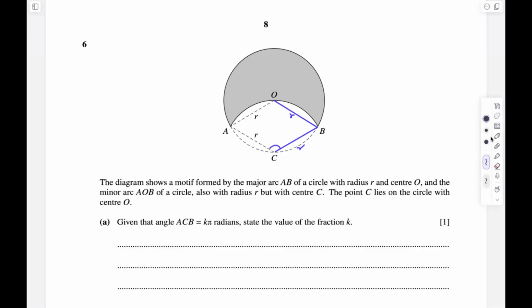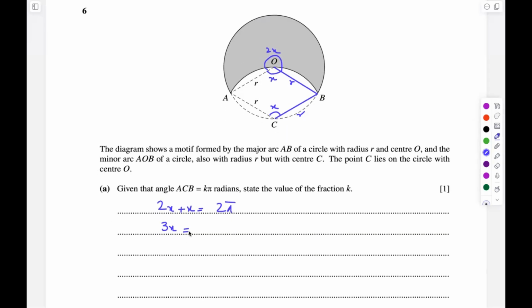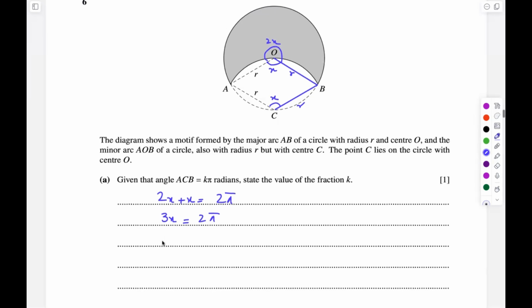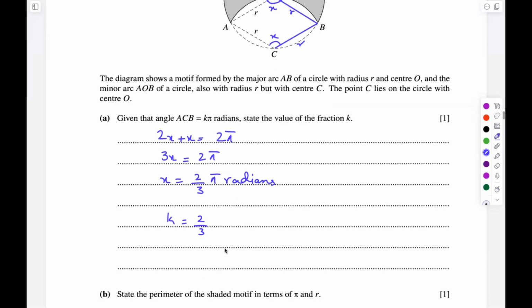we know that this angle will be twice this angle. So if this angle is x, this angle will also be x, and this will be twice x. So we can write 2x plus x is equal to 2 pi radians, which is equal to 360. So 3x is equal to 2 pi, and the value of x will be 2 upon 3 pi radians. So we can write that the value of k is equal to 2 upon 3.